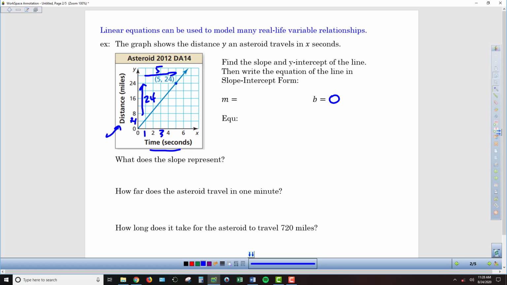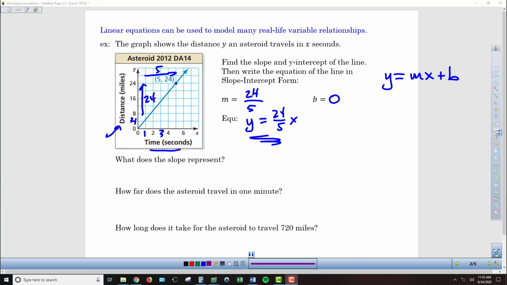So slope then, rise over run. So our vertical movement is 24, and our horizontal movement, the run, is 5. So to write our equation, again, y equals mx plus b. So we've got y equals 24/5 x, and then we could put a plus 0 if we wanted to, but that there is good enough for us.